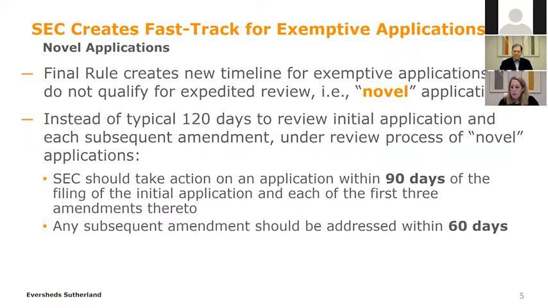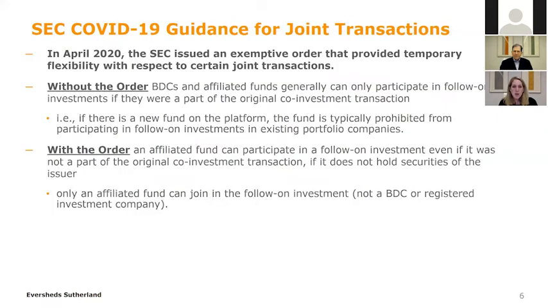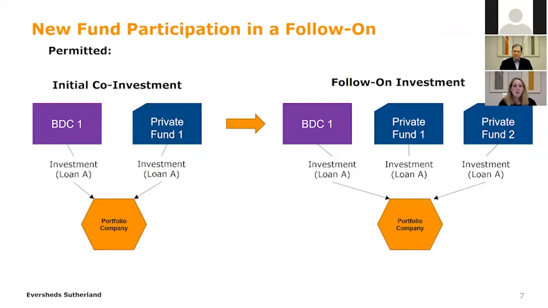And just a quick picture of what that looks like. It's pretty clear, but if you have BDC1 and Private Fund 1, then you can add in a second private fund, but you cannot add in a second BDC. The relief is only applicable to private funds.